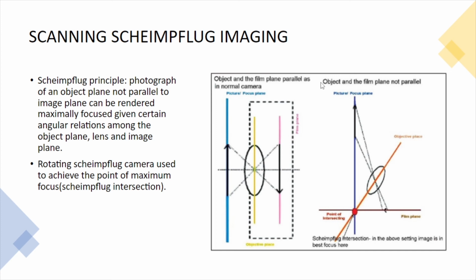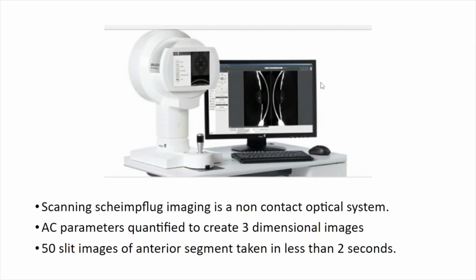Usually if the object and the film plane are kept parallel, we get an image of higher resolution. But for scanning Scheimpflug imaging, we orient the object and the film plane in such a way that there is an intersection at the Scheimpflug point, where we can get the maximum resolution. This is an image of the scanning Scheimpflug imaging.